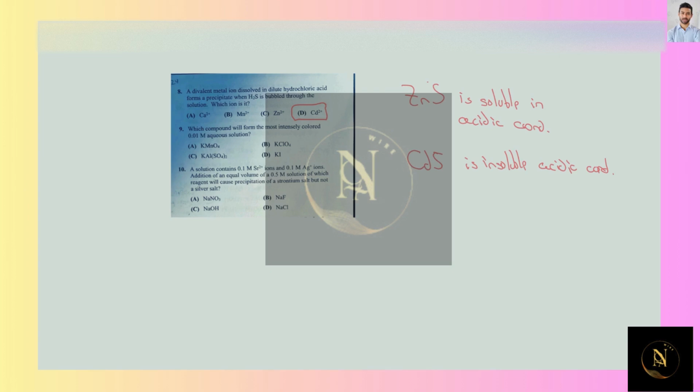For the next question, we want to know which compound will form the most intensely colored solution, and this is going to be potassium permanganate. The other ones are going to be colorless directly because we don't have any transition metal ions inside of it.